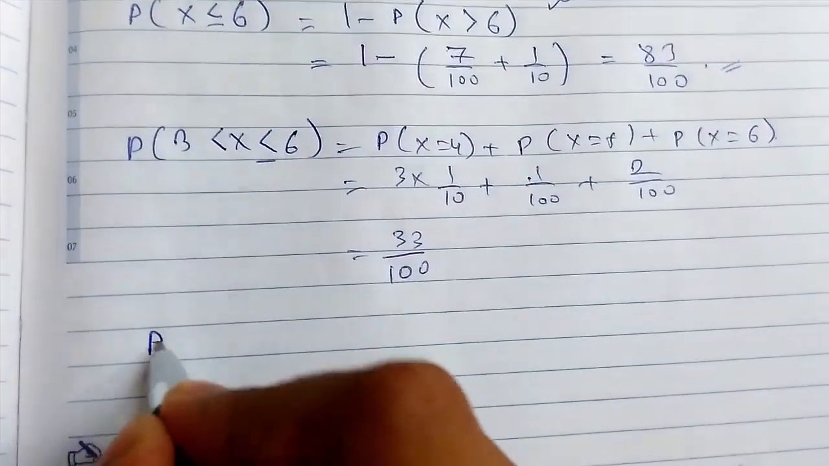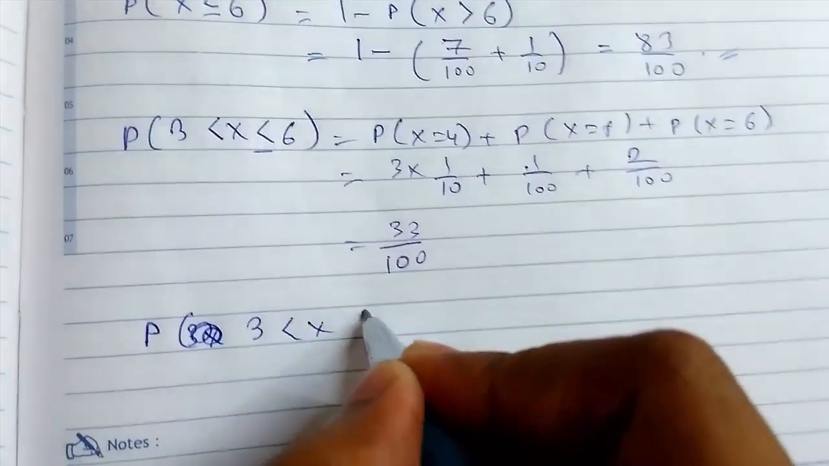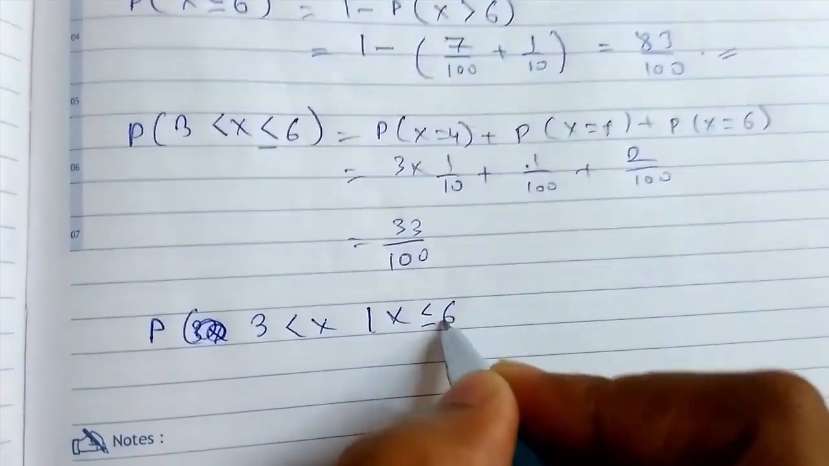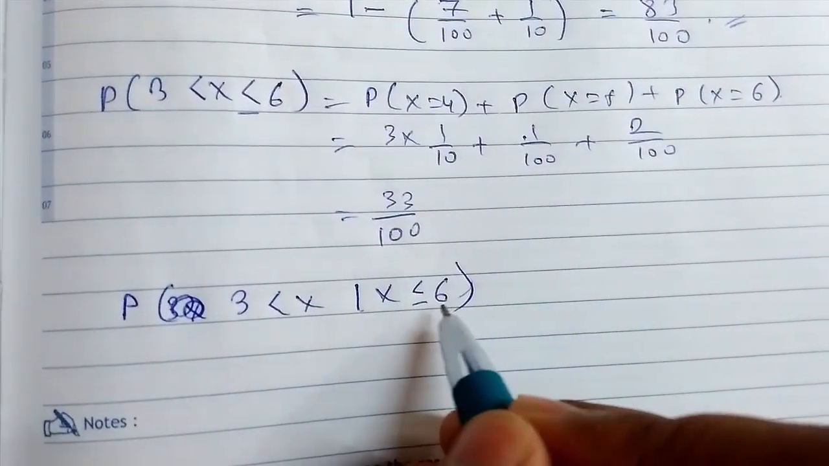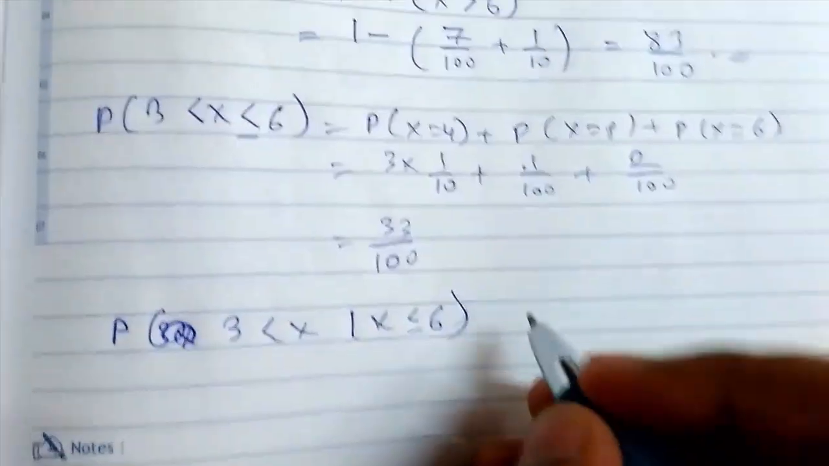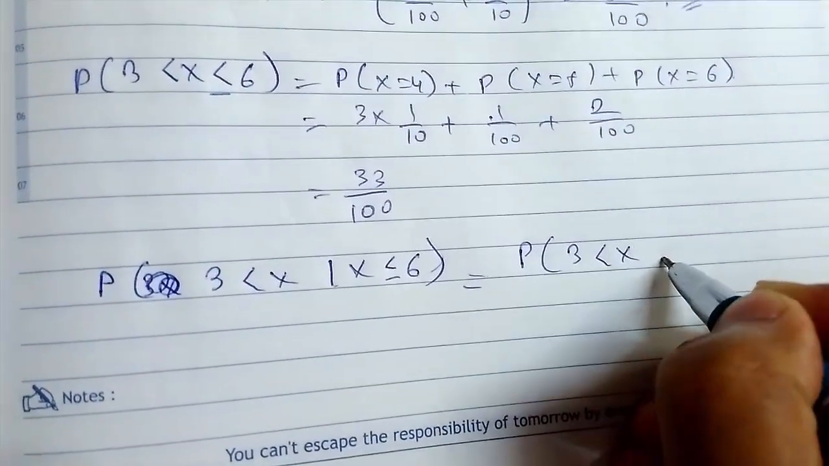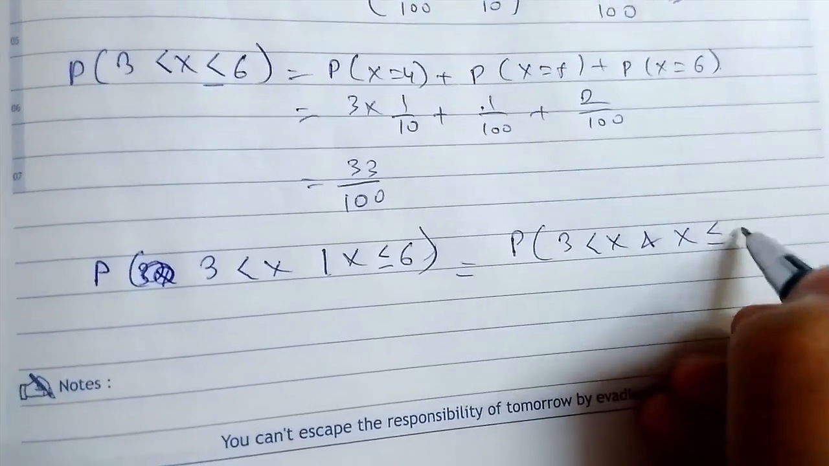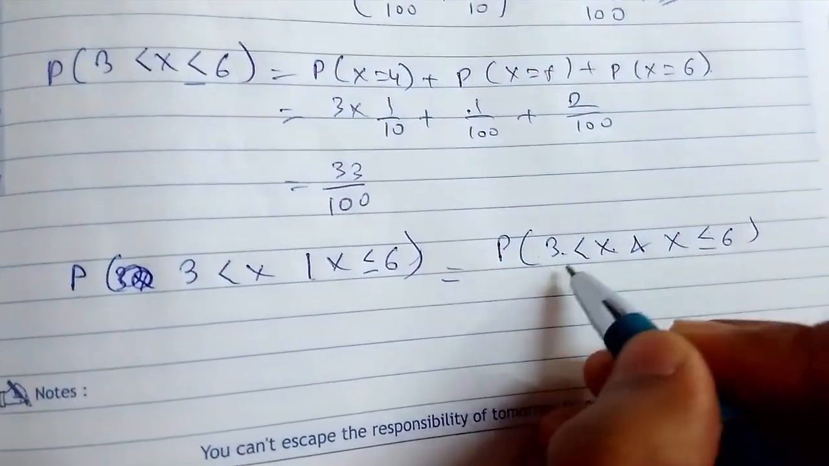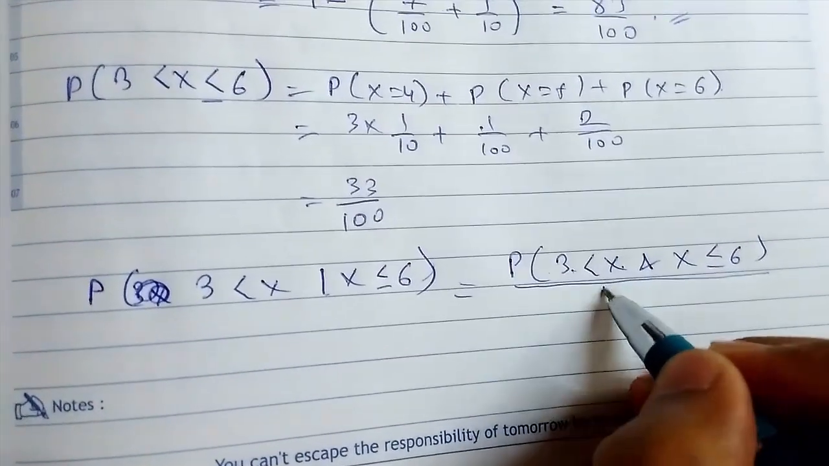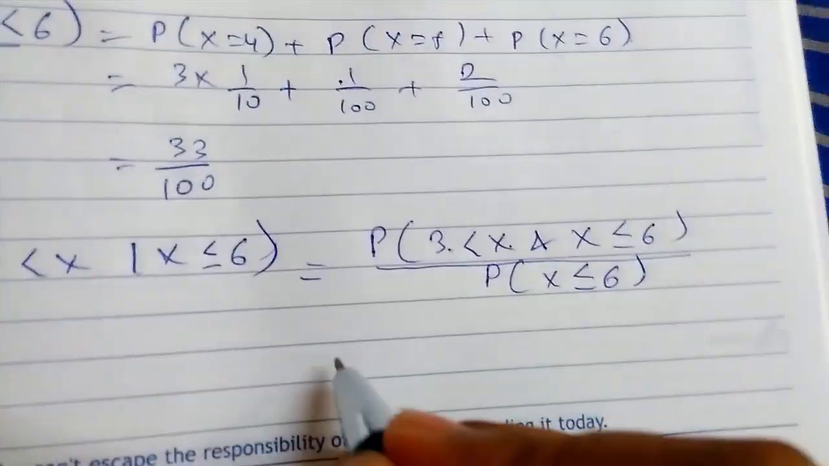So now for the final part, the probability that X is greater than 3, given that X is less than or equal to 6, we need to find. So we'll just use the formula. We can infer like this: probability of X greater than 3 and less than or equal to 6, upon probability of X less than or equal to 6. So this is the definition of conditional probability. So we'll just put the value.